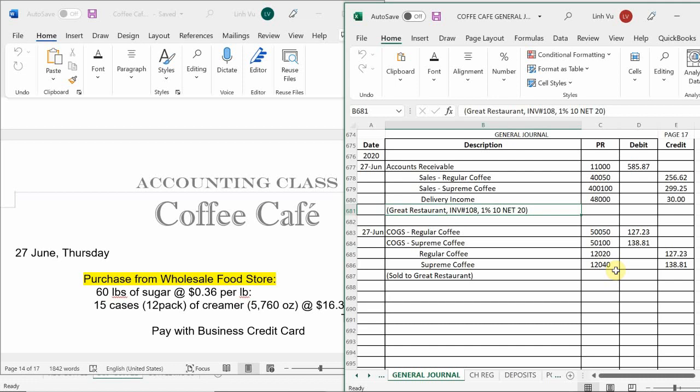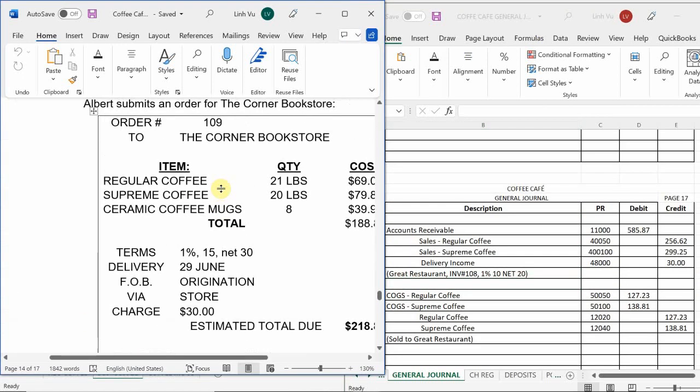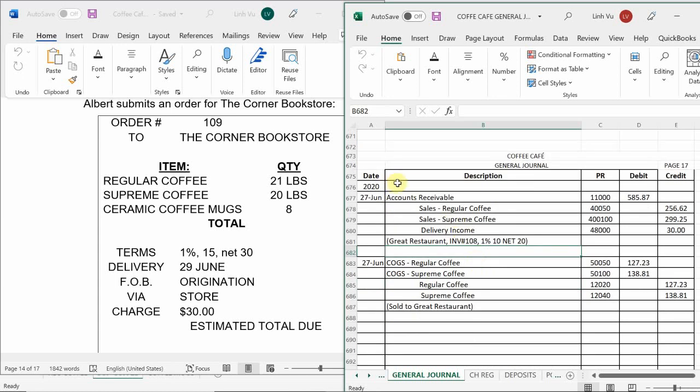All right. So, yesterday we last left off delivering to Great Restaurant. Okay. We completed the journal, the ledger, the subsidiary ledger, as well as inventory.